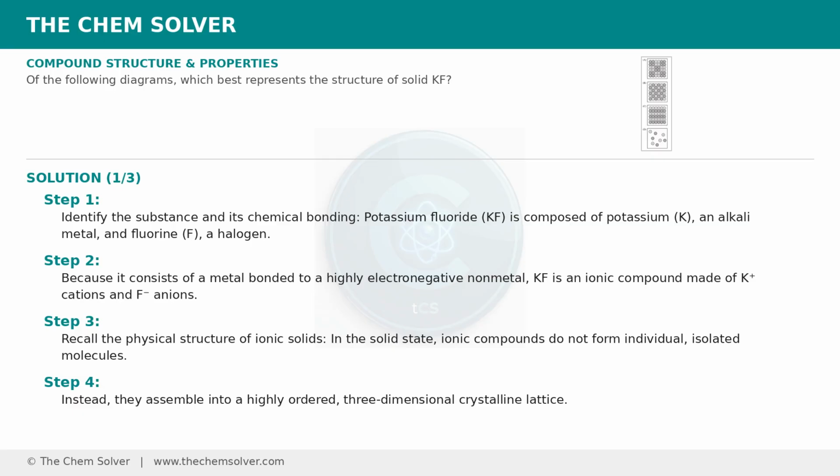Identify the substance and its chemical bonding. Potassium fluoride, KF, is composed of potassium, K, an alkali metal, and fluorine, F, a halogen. Because it consists of a metal bonded to a highly electronegative nonmetal, KF is an ionic compound made of K⁺ cations and F⁻ anions.